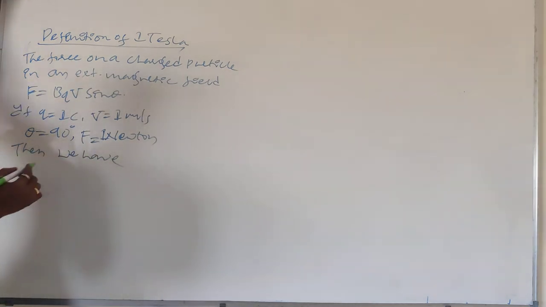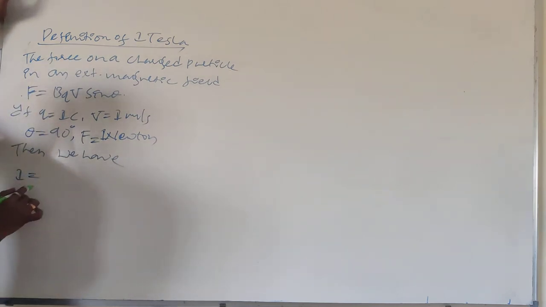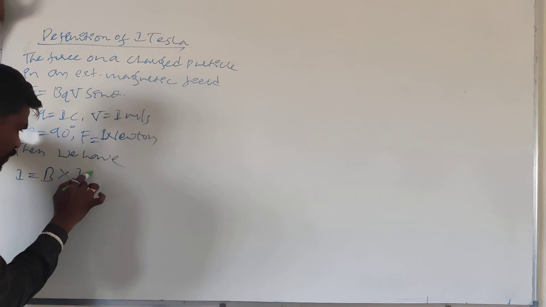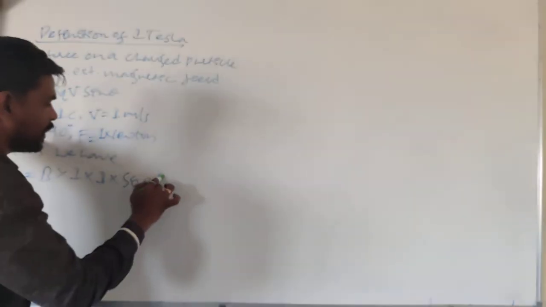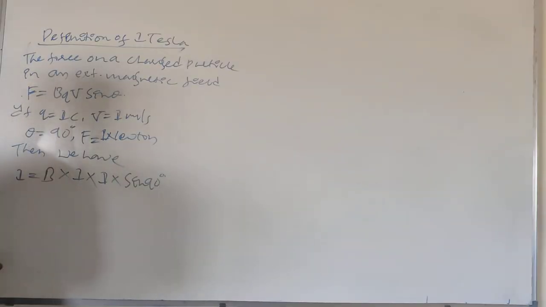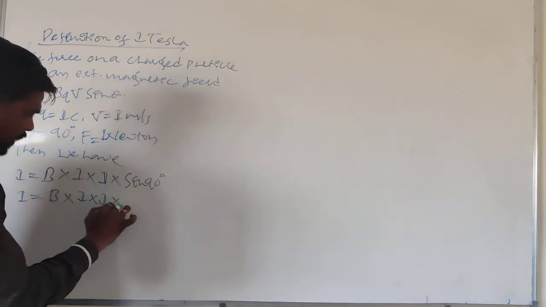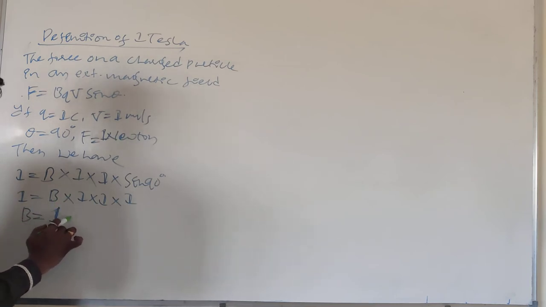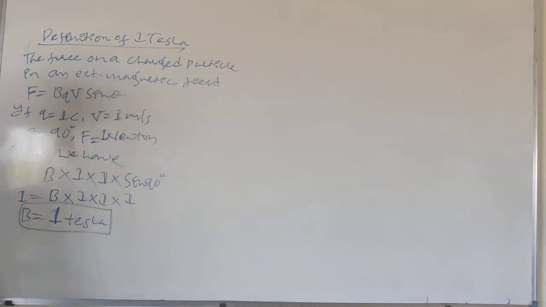See, here can we apply all the values in this equation? F is equal to 1, we don't know B only, Q is equal to 1, V is equal to 1, into sine 90 degrees. So can I write once again, 1 is equal to B into 1 into 1? Sine 90 is equal to 1. So B is equal to 1 Tesla.